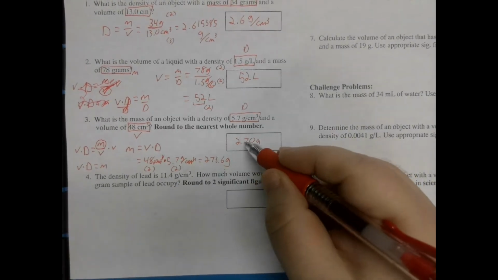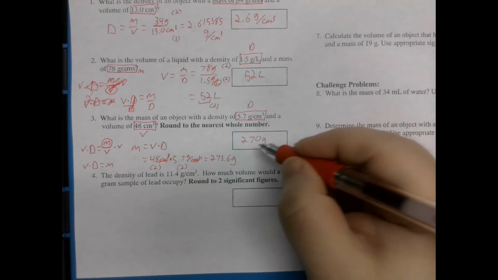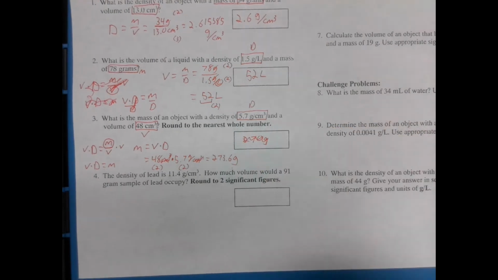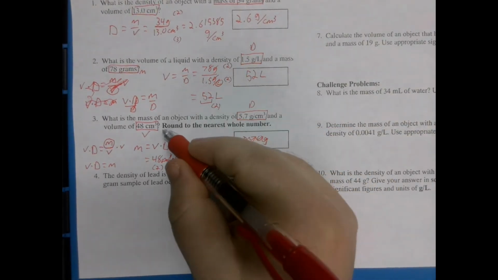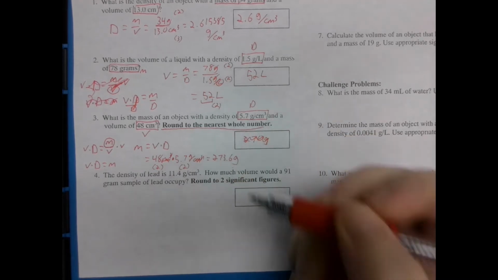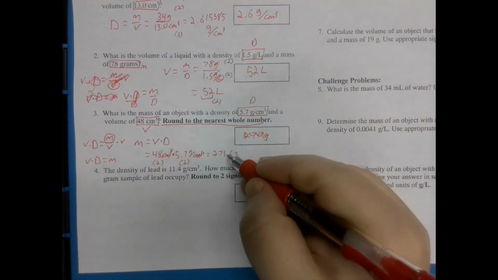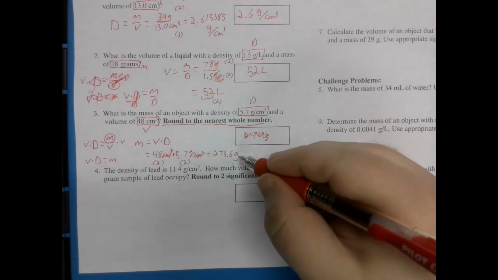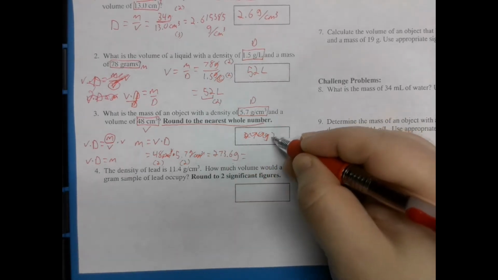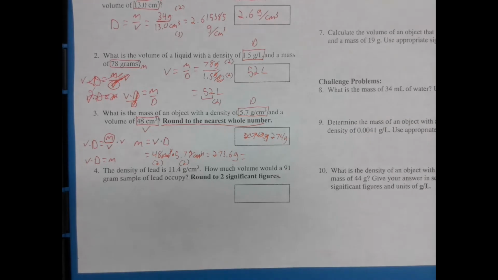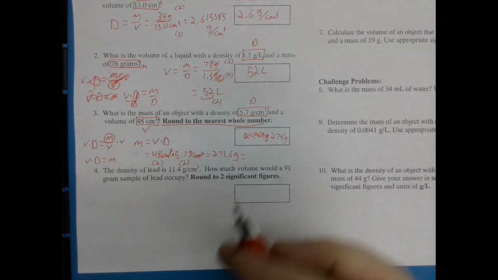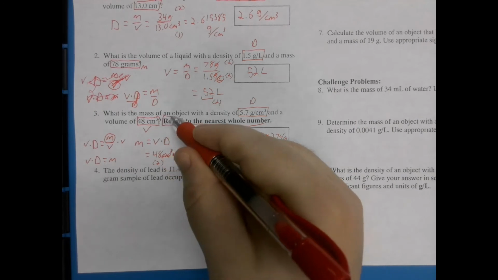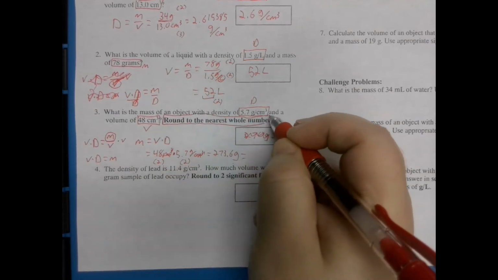This would be the correct answer. Oh, that's because I'm rushing. Sorry, trying to run out of time. This says round to the nearest whole number. So we don't use significant figures. We do what the directions say, and we round this to 274 grams. That's the reason why I have 274 on everyone. Read the instructions. This one says to round to the nearest whole number.